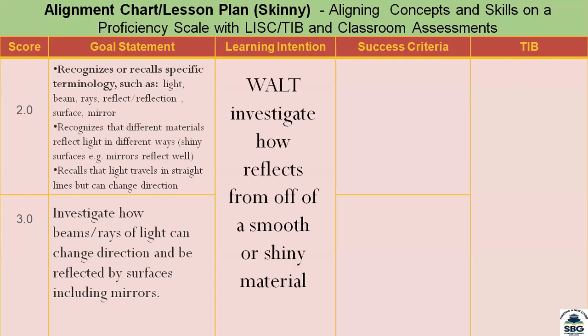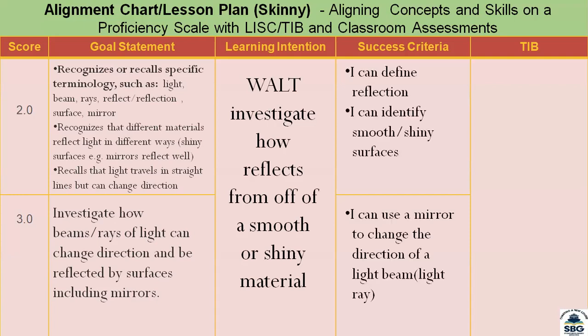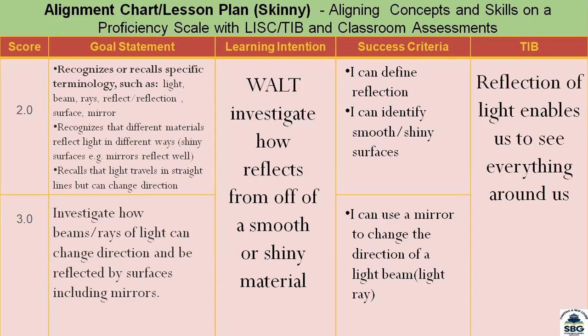Then she creates a learning intention, a broad statement about what students should know and be able to do for this lesson. The teacher creates the success criteria. Notice there are 2 success criteria for the score 2 knowledge and 1 success criteria for the score 3 level skill the student should master. And of course, the student creates a "this is because" statement to communicate why students are learning the specific content and skills for this lesson.